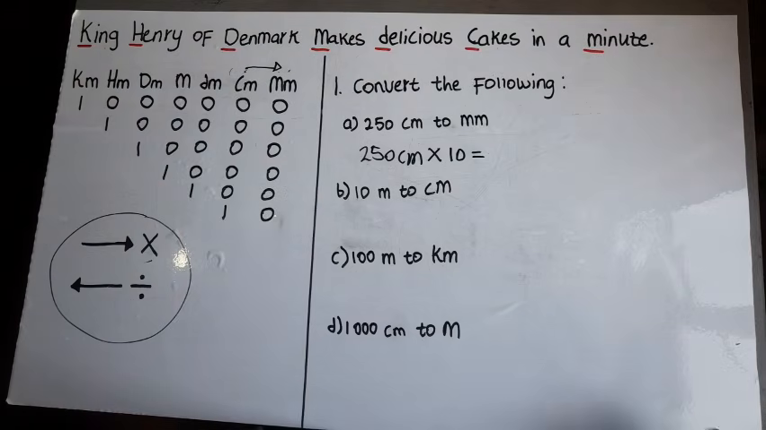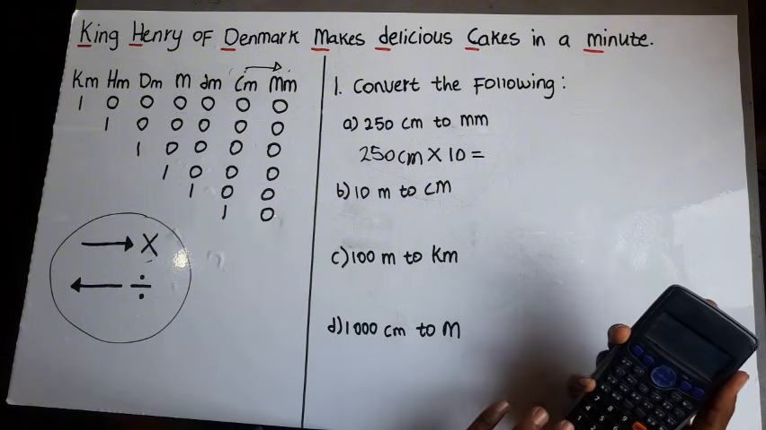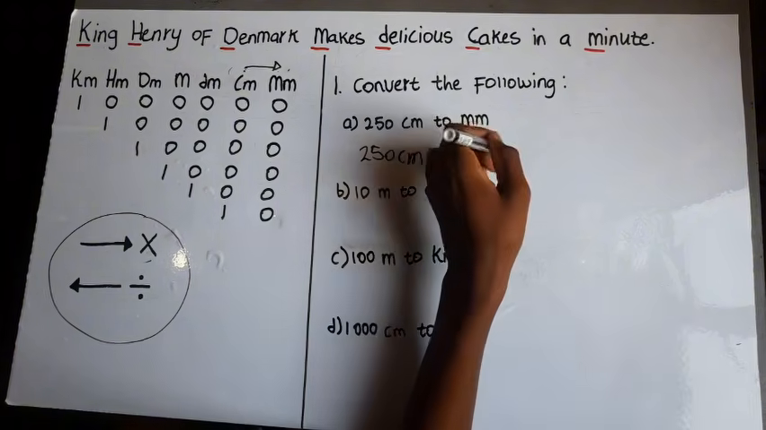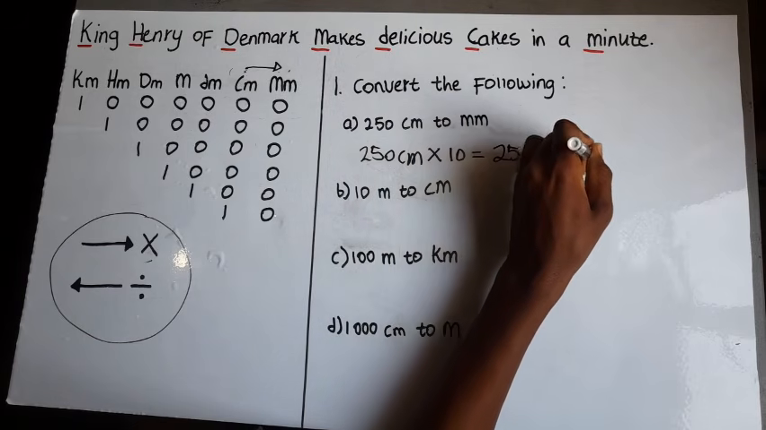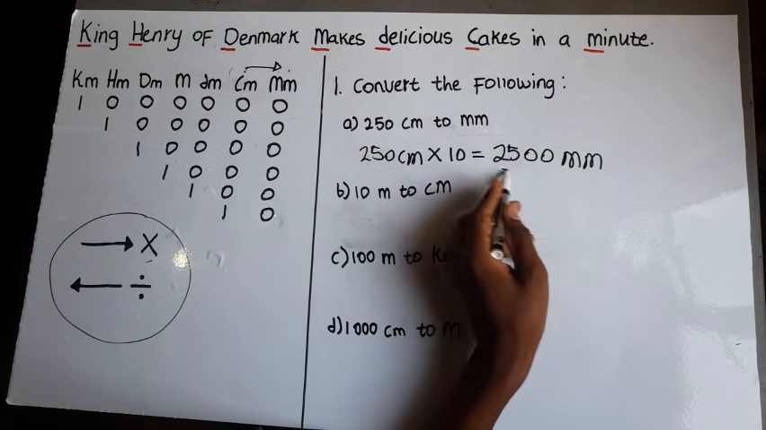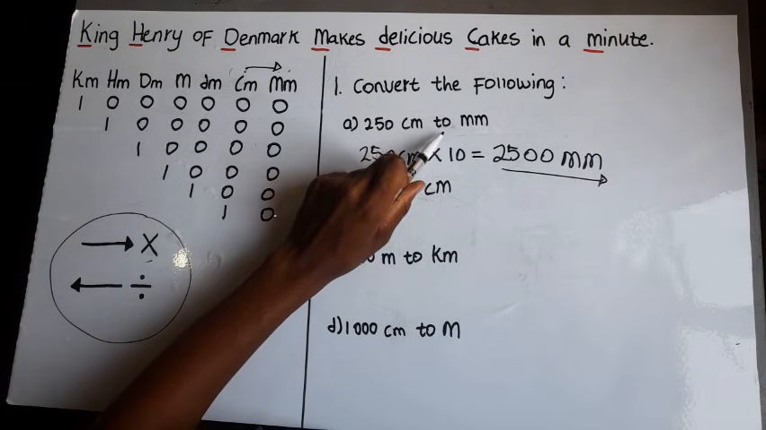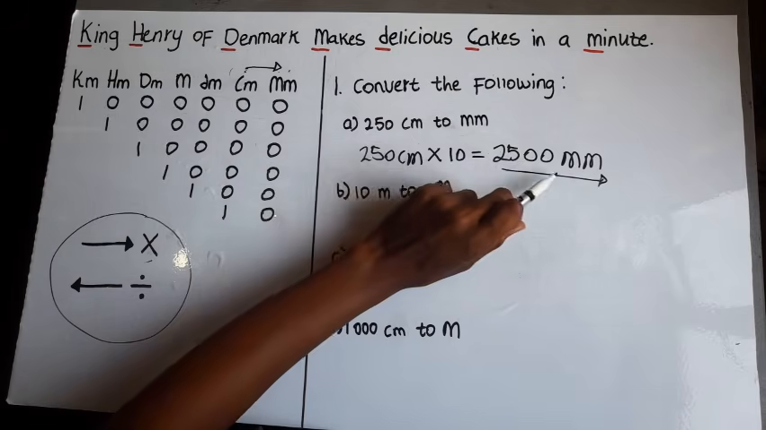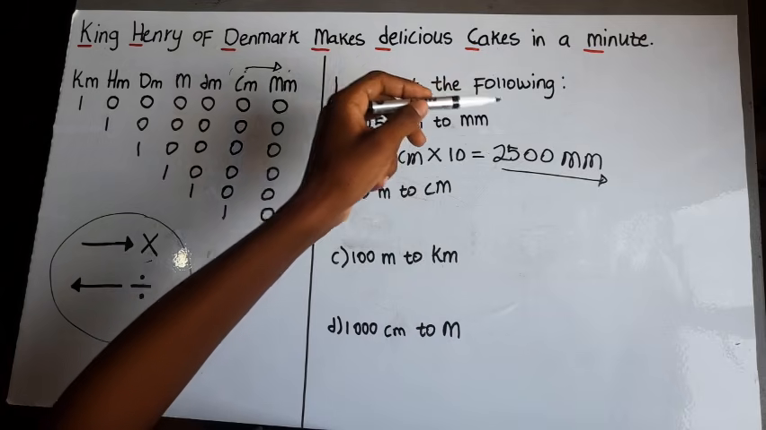So let's click that on the calculator and see how much it gives us. 250 multiplied by 10 gives us a total of 2,500 millimeters. Your answer is now in millimeters. So this means that 250 centimeters equals 2,500 millimeters. We have converted centimeters to millimeters.